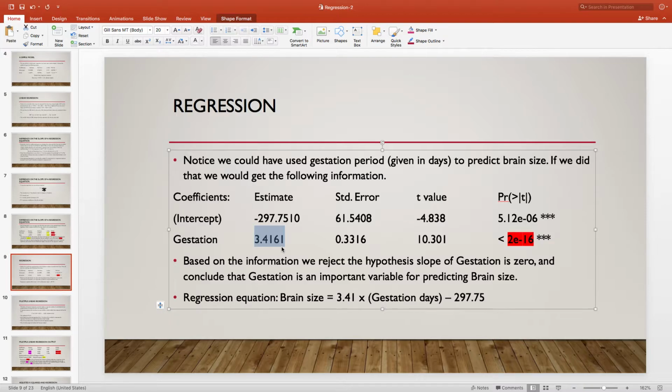So for every unit of gestation, it affects the brain size by 3.41 units. And I have to look up what the units were to say exactly how they're measured. But one thing that's of particular importance is that the gestation is definitely important in the regression equation with a p-value of 2 times 10 to the negative 16th. It's impossible, virtually impossible, that this coefficient should be 0. Okay, and it plays a role in predicting brain size.